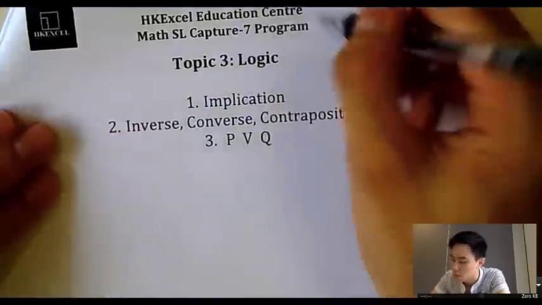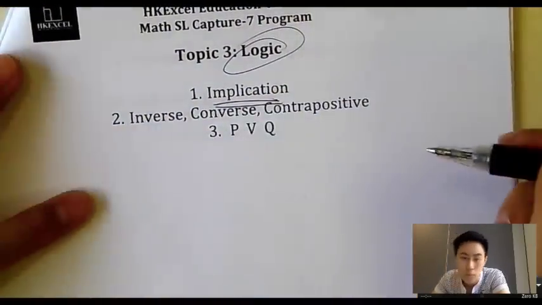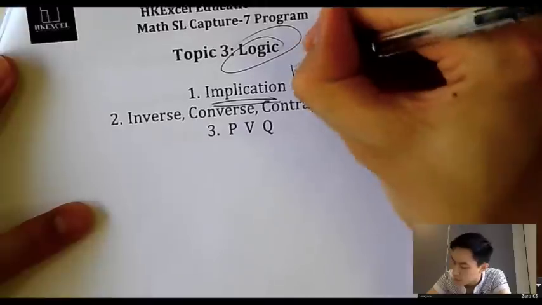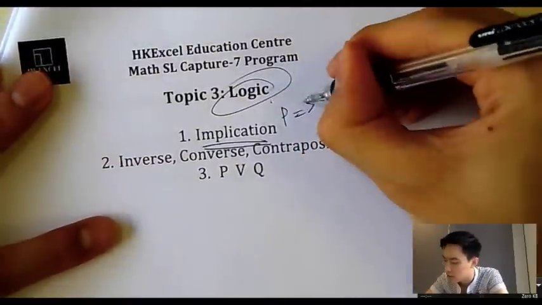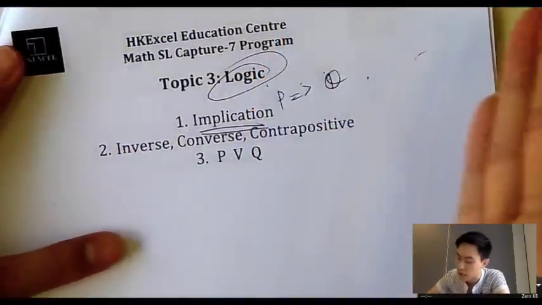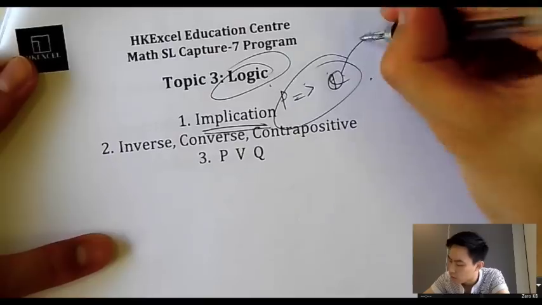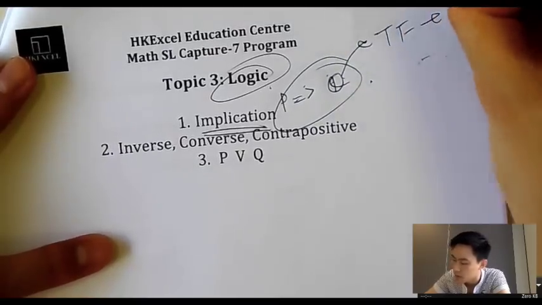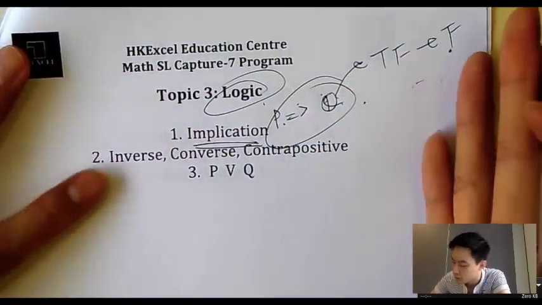Then topic 3, logic. There are 3 things you need to understand. Implication is very, very important: if something, then something, P arrow Q. If there are clouds, then it will be raining. In what situation will it be wrong? It will be false when the statement is T then F, true then false. All the other cases are true.